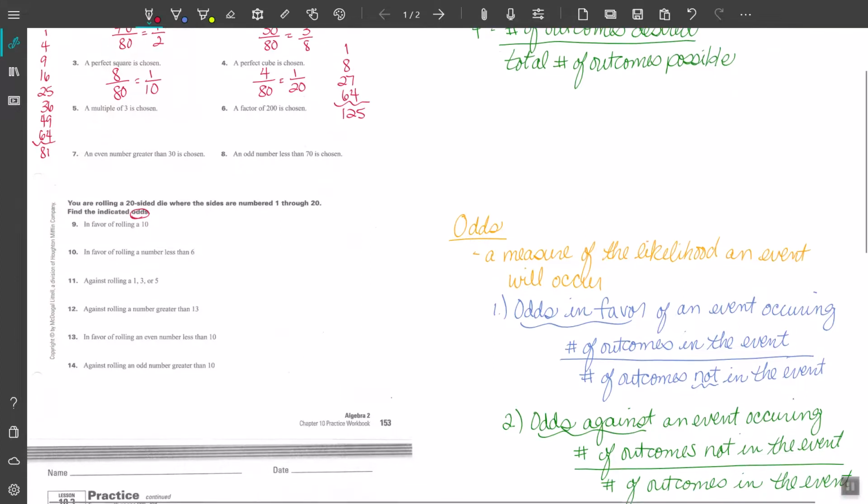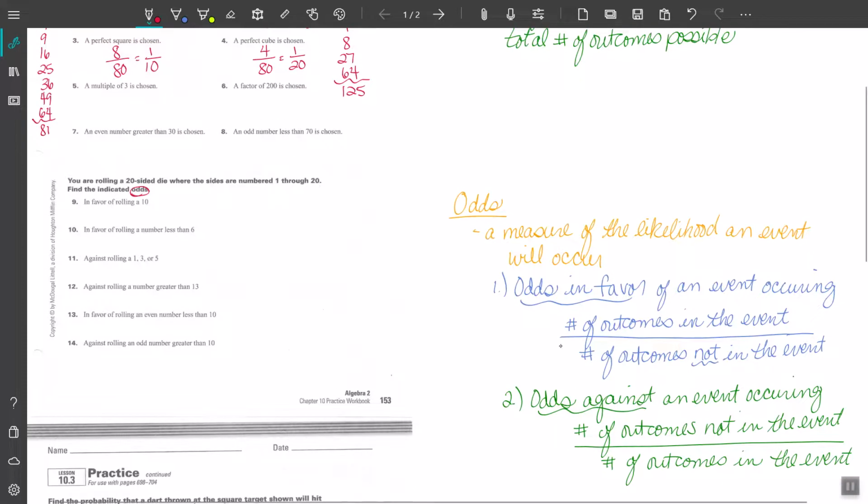Odds, though, are a little bit different because we can have odds in favor of an event occurring, or we can have odds against an event occurring. So I've got in blue over here the idea of odds in favor, and in green the idea of odds against. If you look down here through these directions, number 9, they ask us for odds in favor. Number 10, in favor. Number 11 is against, as well as 12 is against. So your first step when they ask you to find odds is to determine which one they are asking you for. Are they asking you to find the measure of an event happening in favor of it happening or against it?